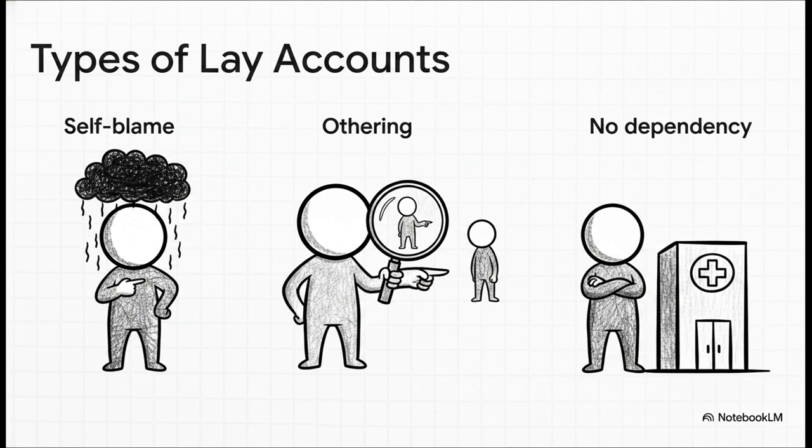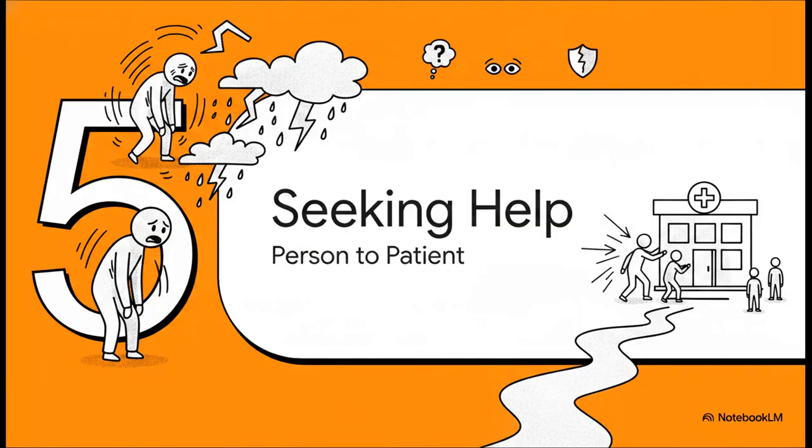self-blame, like, I know I should eat less fat, but I don't. Second, othering, where they judge people who they see as irresponsible. And third, no legitimate dependency. This is the intense belief that you are solely responsible for yourself, and asking a doctor for help is literally equated with weakness.